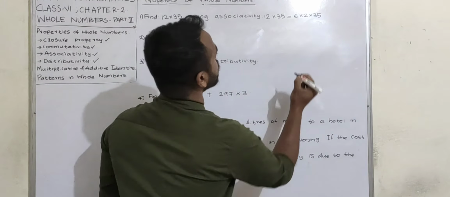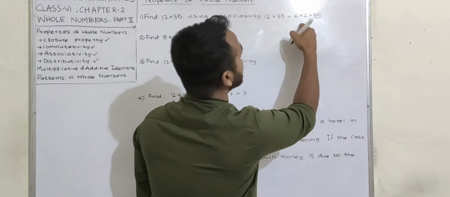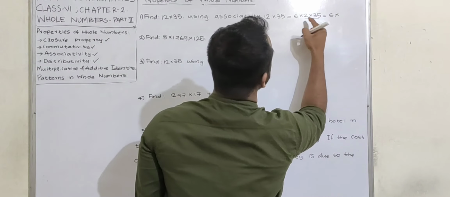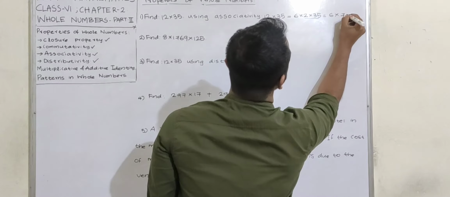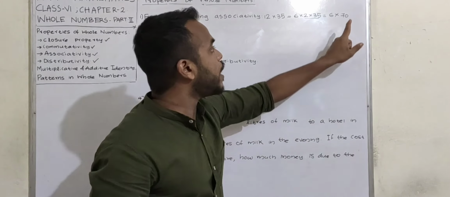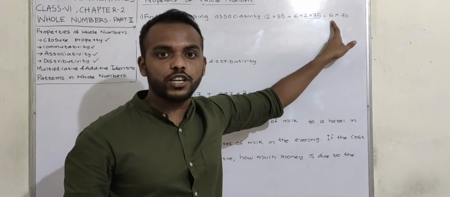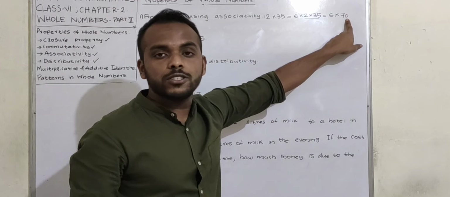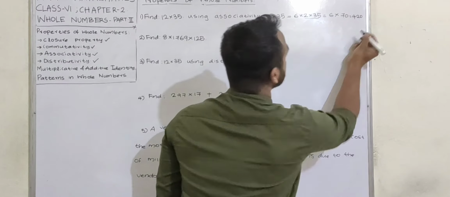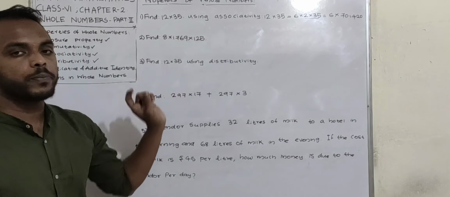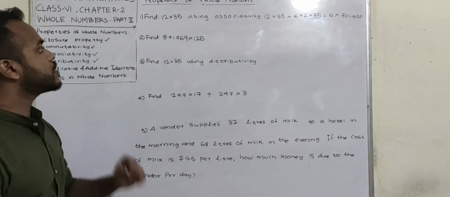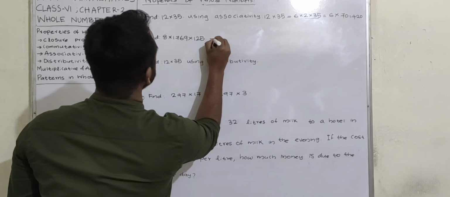So what I am going to do is multiply 2 and 35 first. So this becomes 6 into, instead of 2 into 35, I can write 70. Now I know the multiple of 7, so I know 7 into 6 is 42. There is an extra 0, so the answer becomes 420. So it's not easy to solve without the properties that we have learned. That's why we have learned the properties. Now let's see the next one.